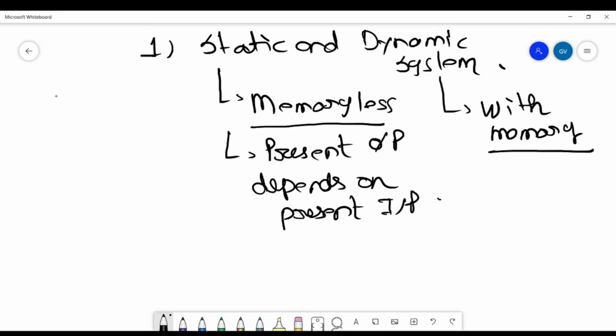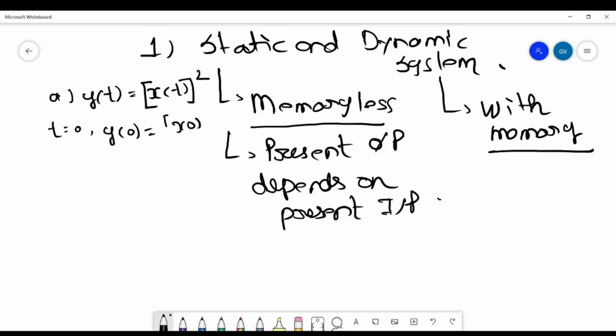I'll take one example here. Let's suppose y of t is equal to x of t whole square. If I calculate at t equal to 0, y of 0 will be equal to x of 0 whole square. Y of 1 will be equal to x of 1 whole square. We can easily see that y of 0 depends upon x of 0, and y of 1 depends upon x of 1. So this is our static system.